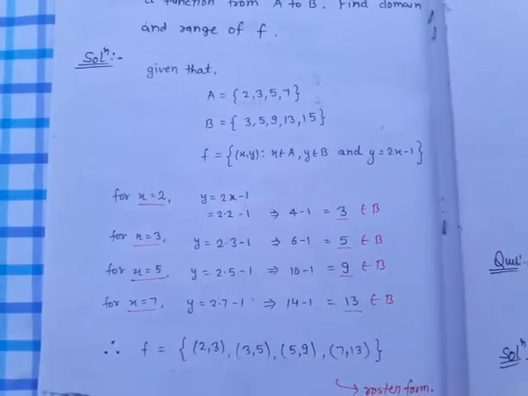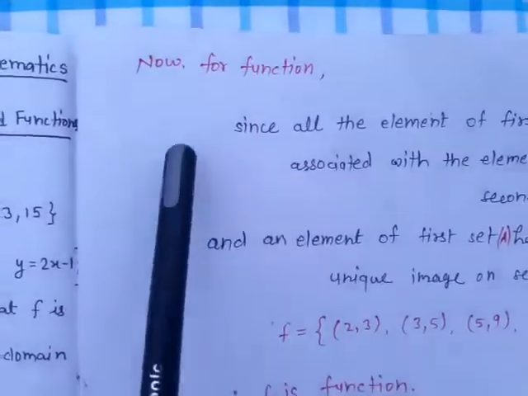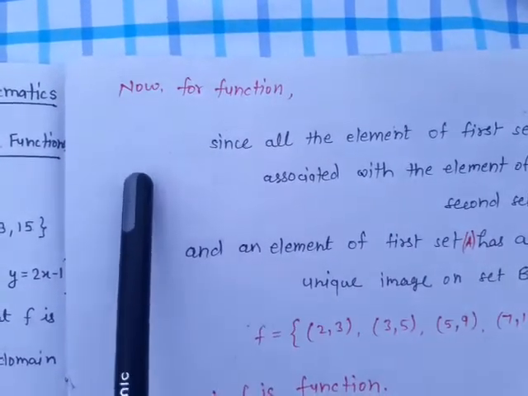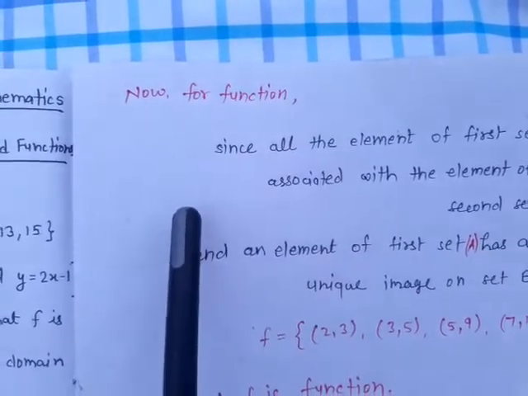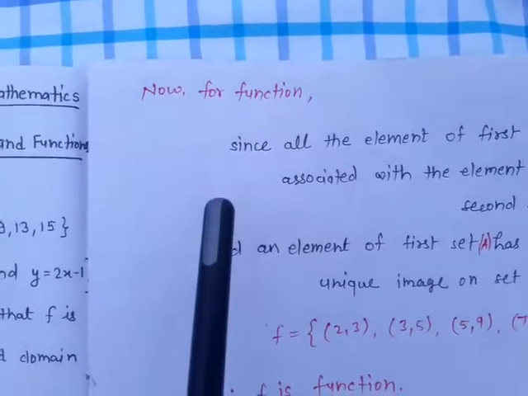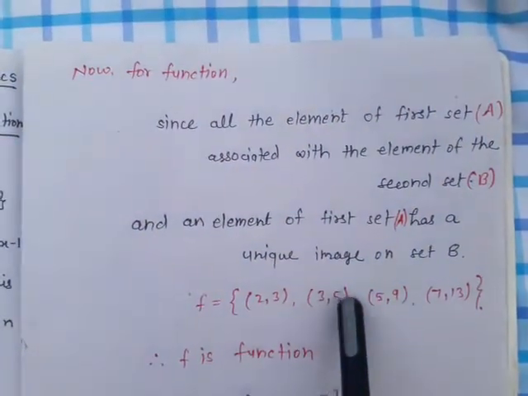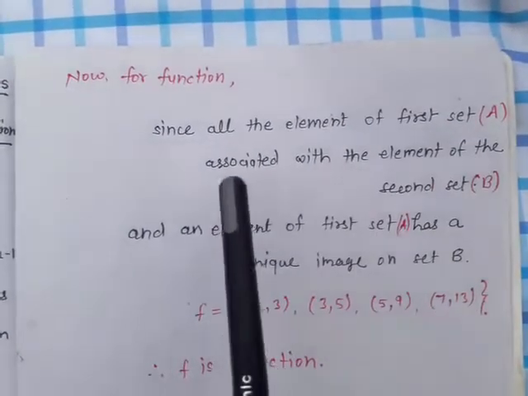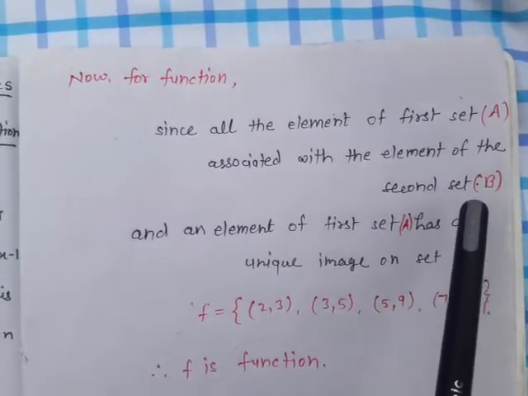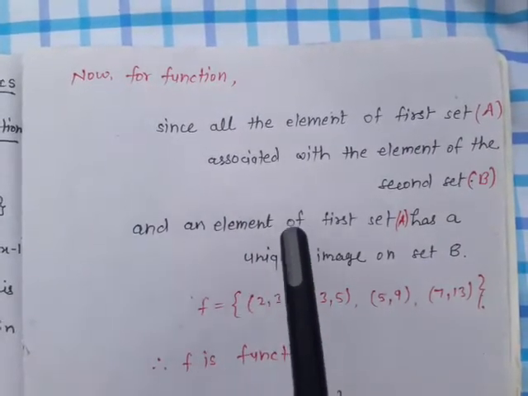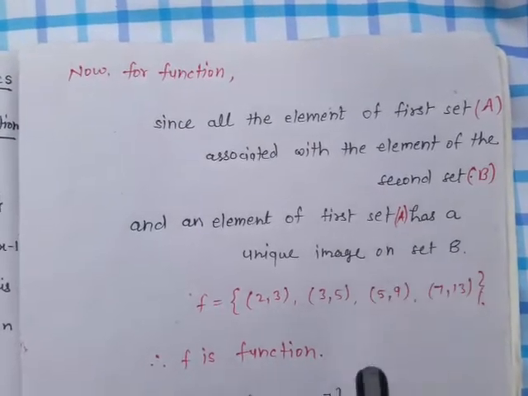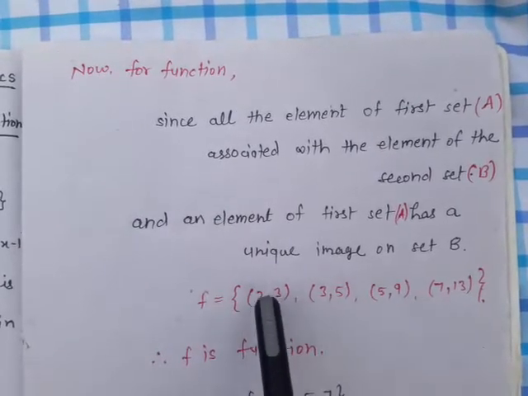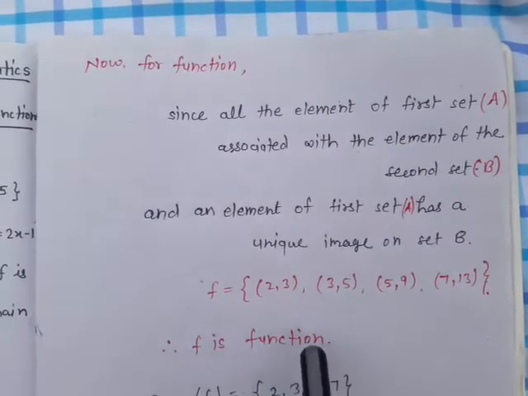Now for checking the function, we check two conditions. First, each element of set A is associated with set B, and second, each element of set A has a unique image. Now for this F, {(2, 3), (3, 5), (5, 9), (7, 13)}, all the elements of the first set A are associated with elements of set B, and each element has a unique image in set B. That is, each element of set A, 2, 3, 5, 7, is associated with set B and each image is unique, so the given F is a function.